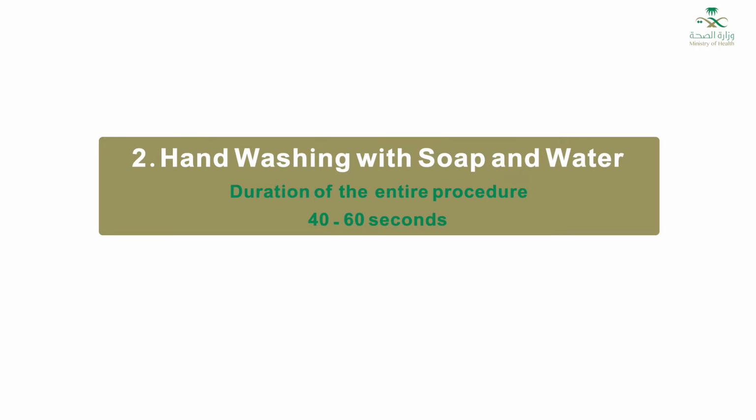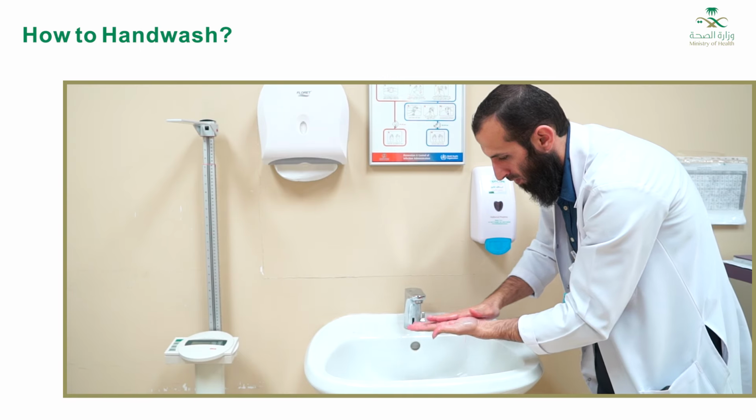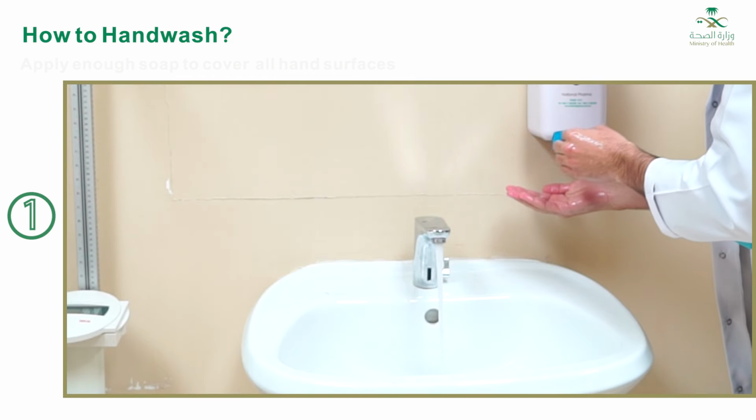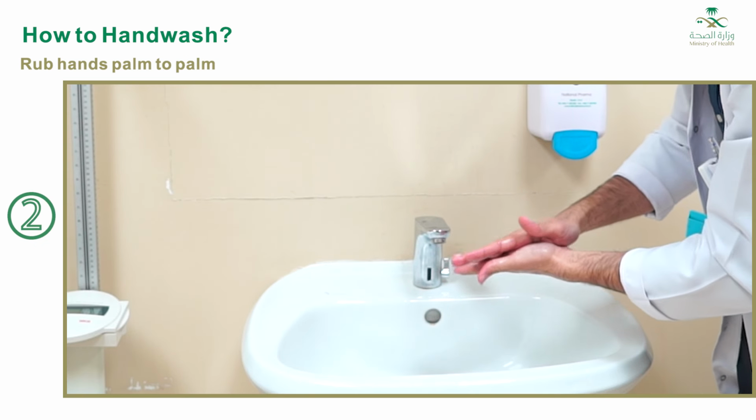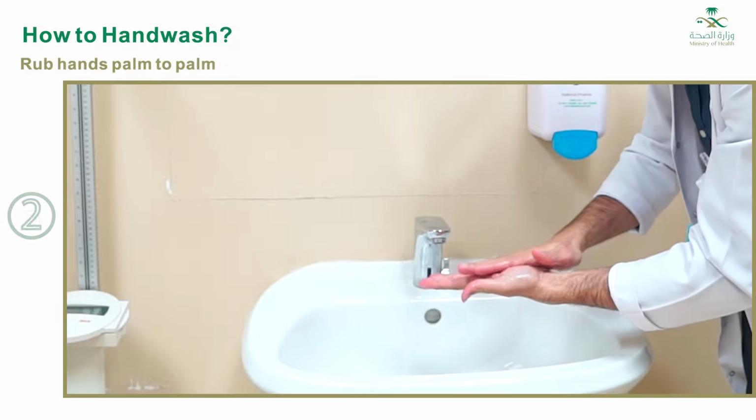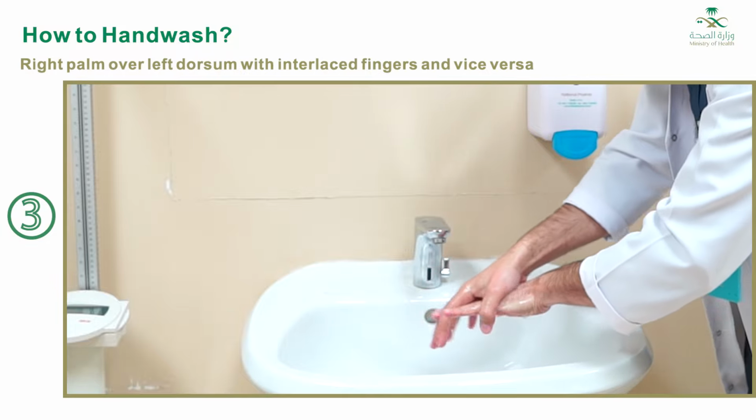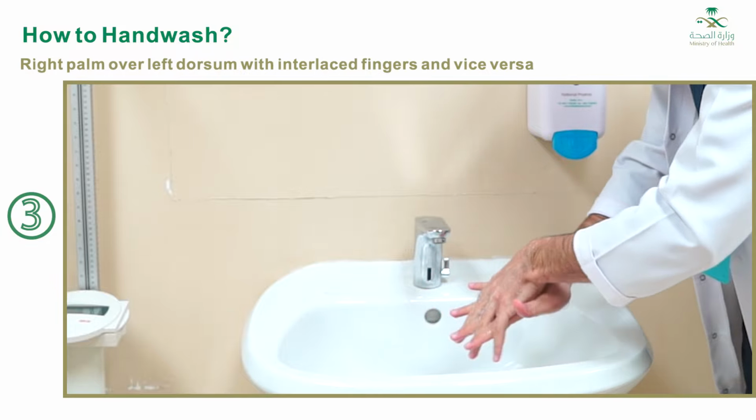2. Hand washing with soap and water. Duration of the entire procedure, 40 to 60 seconds. How to hand wash. Wet hands with water. 1. Apply enough soap to cover all hand surfaces. 2. Rub hands palm to palm. 3. Right palm over left dorsum with interlaced fingers and vice versa.